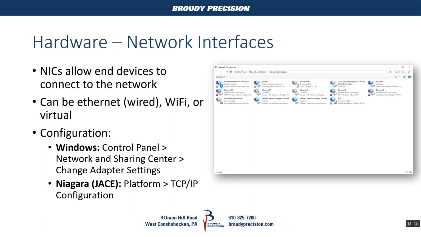So if you're using VPNs for different jobs, you'll see a bunch of virtual interfaces in that network connections window as well. To get to this, you just go to your control panel, network and sharing center, and then change adapter settings, and you'll get a window that looks like this in Windows. And from there, you're going to the properties and the TCP/IP configuration.